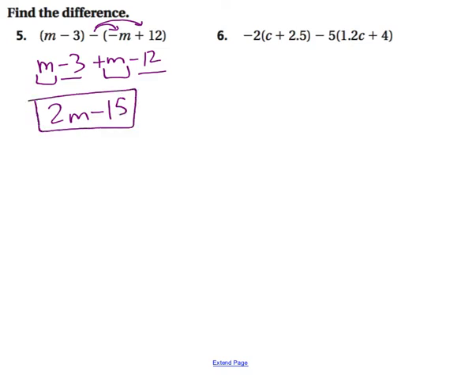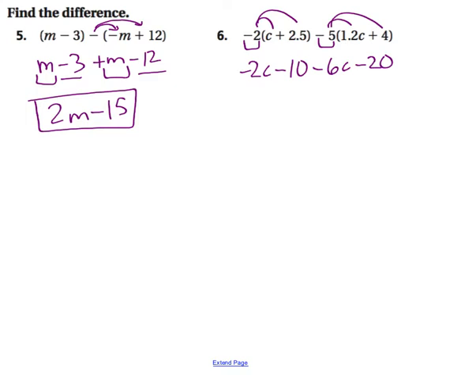Okay, next example. Negative 2 times c plus 2.5 minus 5 times 1.2c plus 4. Distribute on both of these. We can't just get rid of any of these parentheses. We've got to do some distributing. Okay, I'm distributing negative 2 times c, that's negative 2c. Negative 2 times 2.5 is negative 10. Negative 5 times 1.2 is negative 6. Negative 5 times 4 is negative 20.